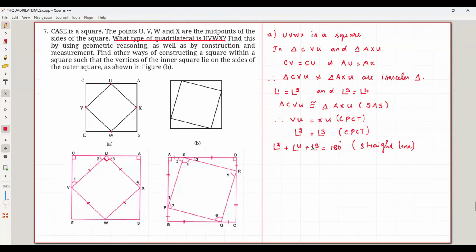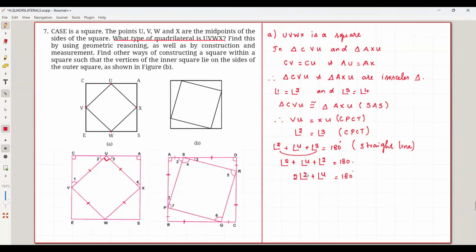So since 2 and 3 are both equal, we can just compare these two. Angle 2 plus angle U plus, instead of 3 I can write angle 2, is equal to 180 degree. Angle 2 plus 2, that is 2 times angle 2, plus angle U is equal to 180 degree.